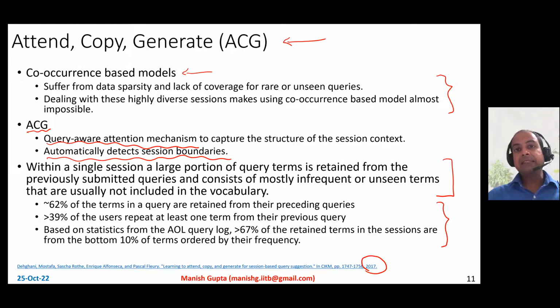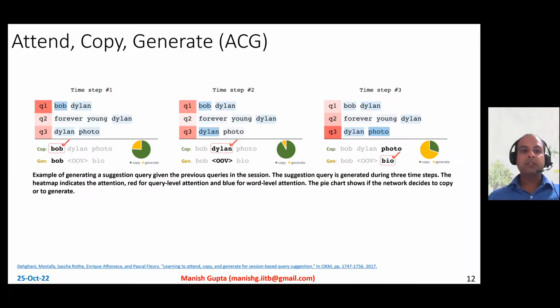And then greater than 67% of the retained terms, more than two-thirds of the retained terms in the sessions, are from the bottom 10% of the terms ordered by their frequency. So people tend to repeat words which are not so frequent, and specific to them, personalized to them.